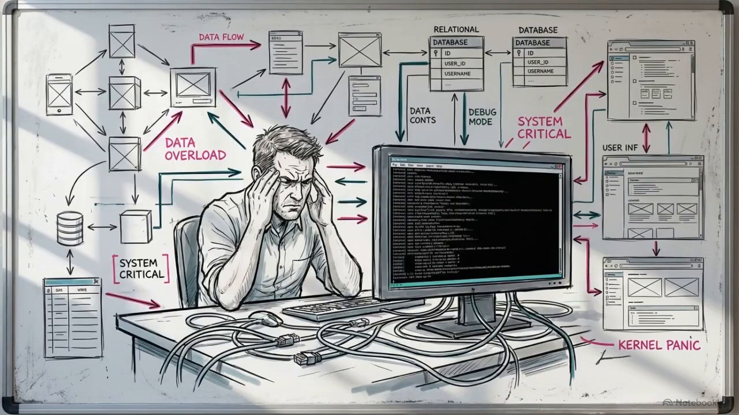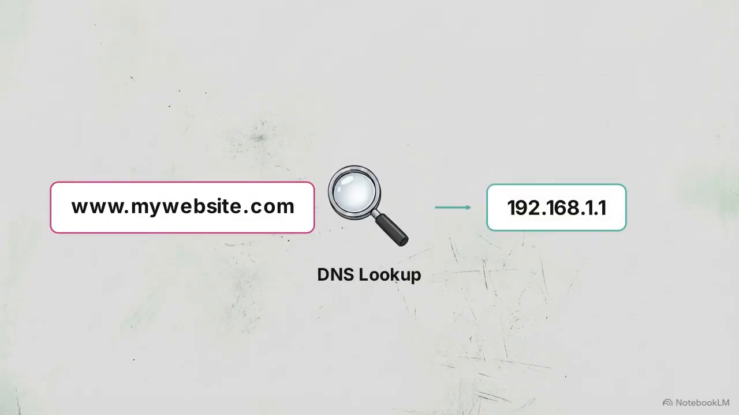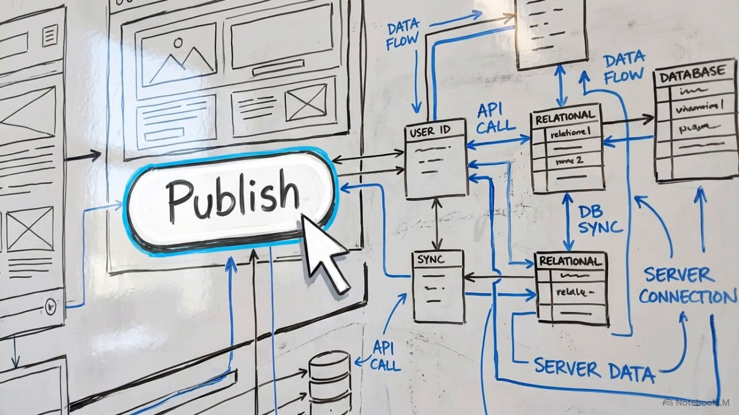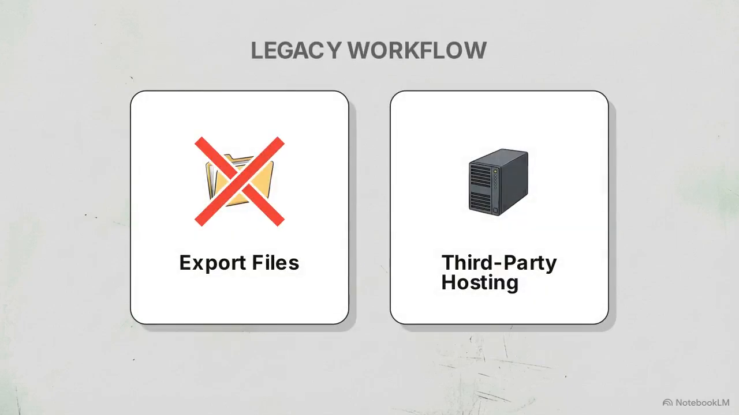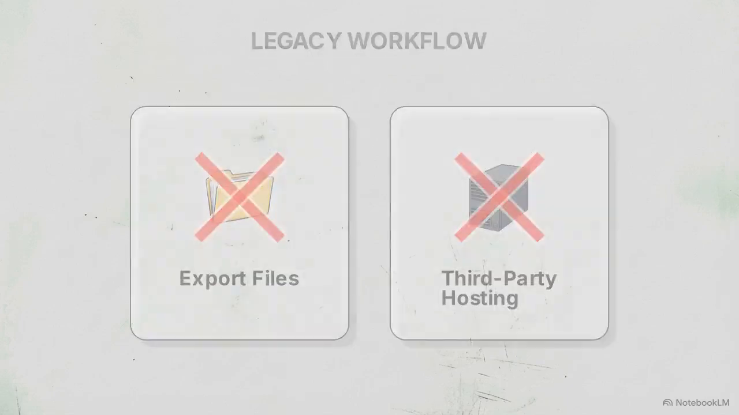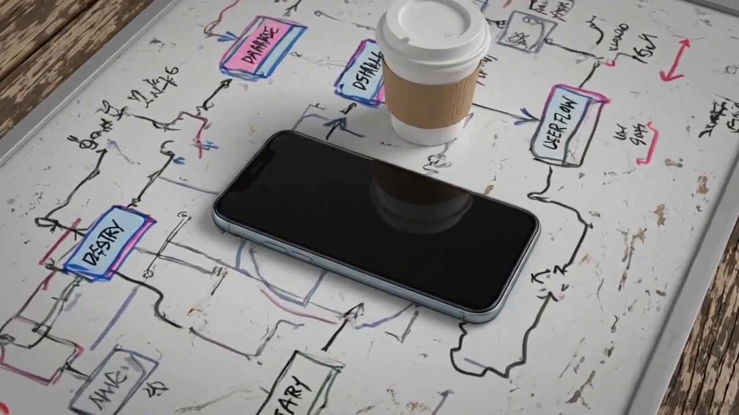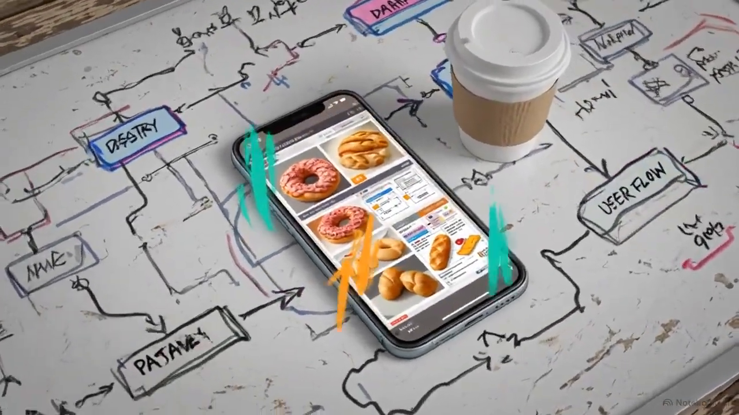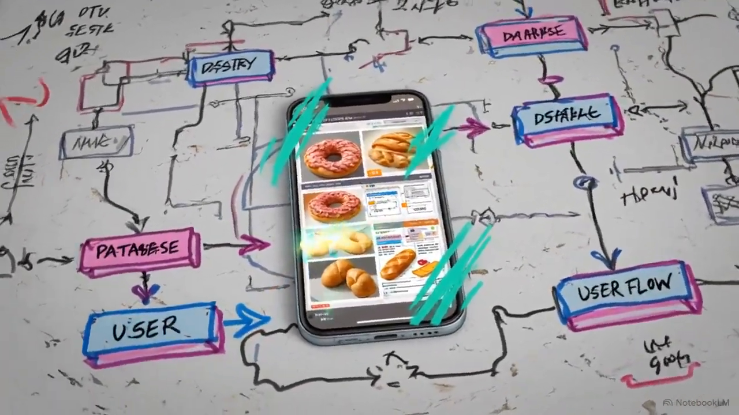Launching a project often involves navigating server hosting, external providers, and complex DNS configurations. DNS, or Domain Name System, is the service that translates a website's name into the IP address that computers use to find it. You can bypass those traditional backend steps by using the one-click Publish button. This eliminates the need to export files or connect to third-party hosting services. Once you hit Publish, the website is live and accessible through a public link securely hosted by the platform.